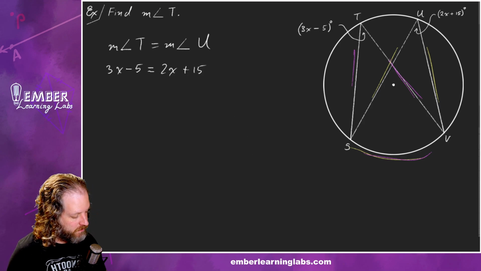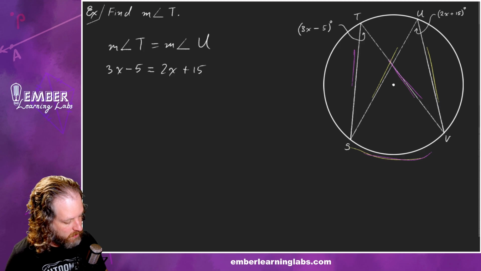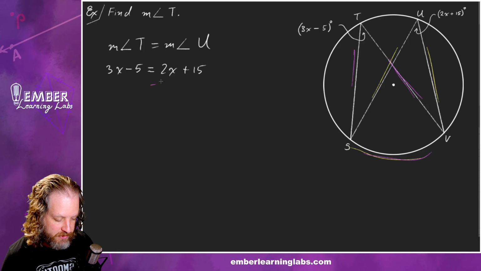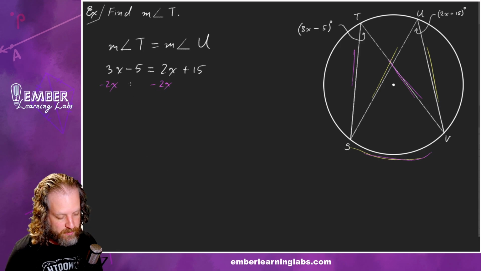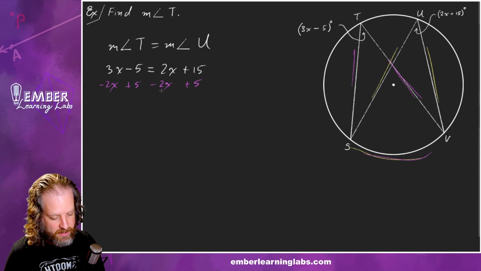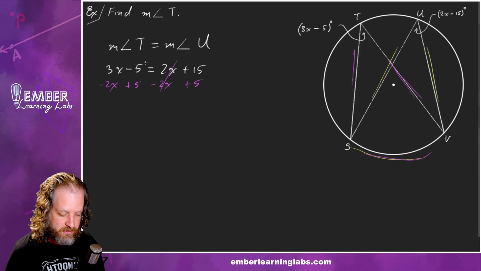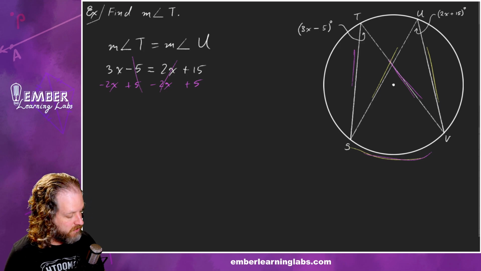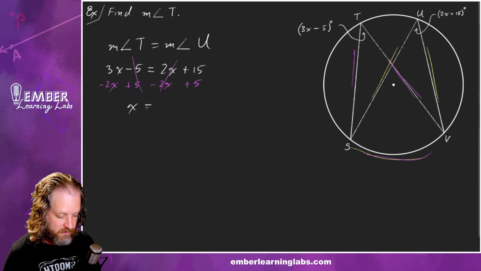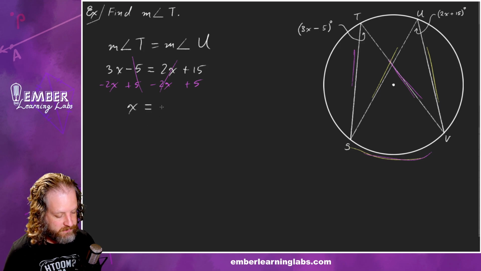All right, let's solve this for x. So let's subtract 2x from both sides. Because we're not in algebra 1 anymore, let's also add 5 to both sides. So right here, see these two cancel, and right here those two cancel. So on the left side, 3x minus 2x is just x. 15 plus 5 is 20.